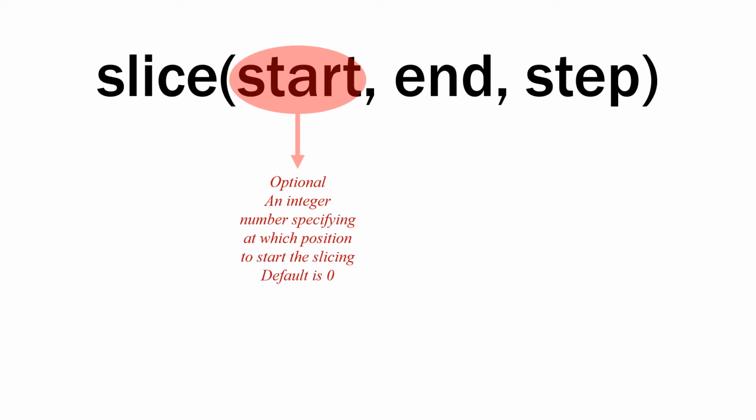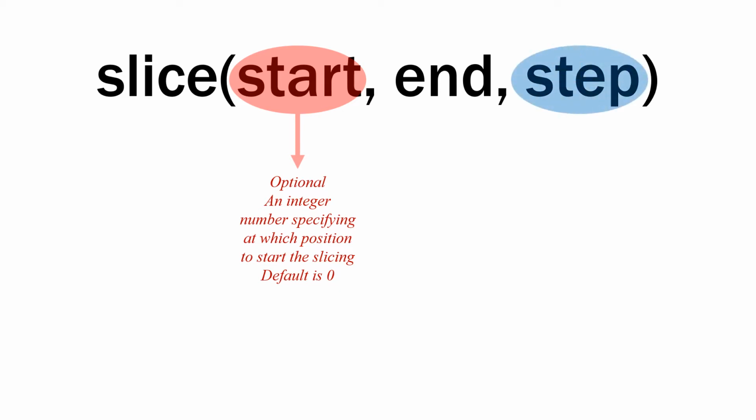As you can see here, this is the syntax of the slice built-in function, which has three parameters: start, end, and then step. The first parameter, start, is an optional parameter, an integer number that specifies the position from where the slicing should start. If you have not given a value for start, then by default the compiler will take the integer 0 as a value for the start.